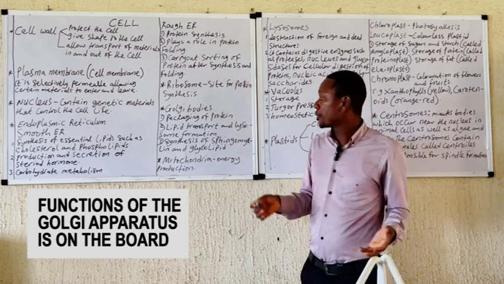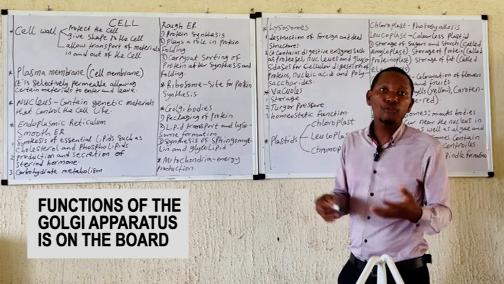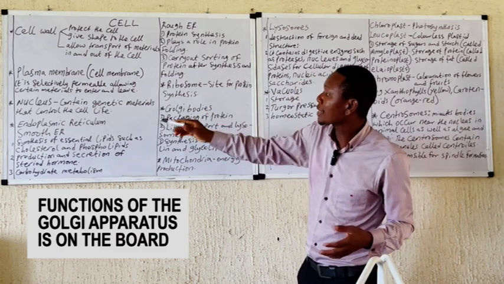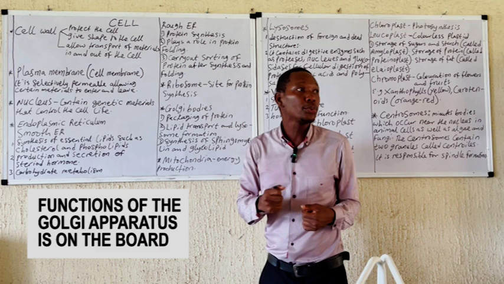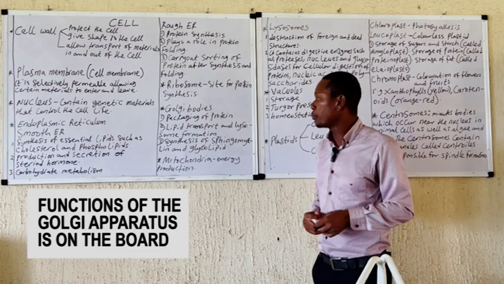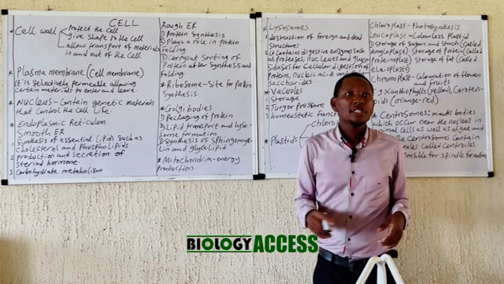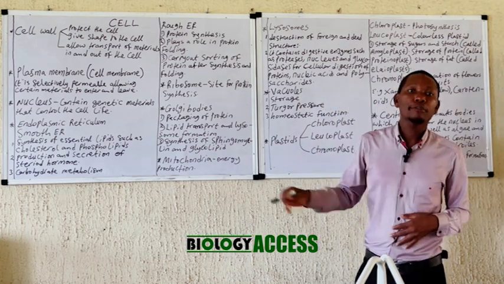Materials such as what? Lipid and lysosome formation. Please take note that the Golgi apparatus or body, as well as the endoplasmic reticulum, play a role in what? Lysosome formation. And the last function is the synthesis of what? Glycoprotein.